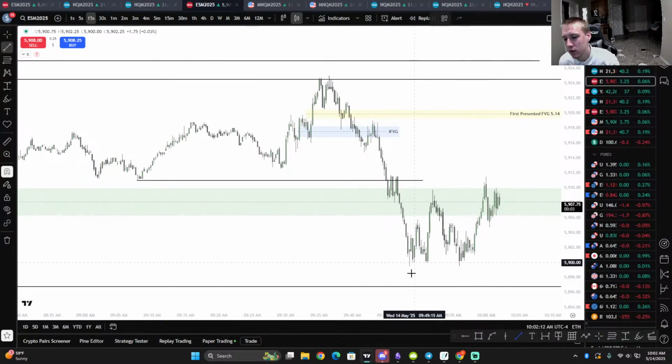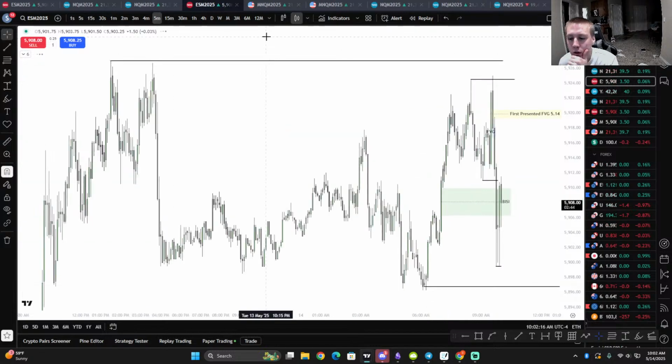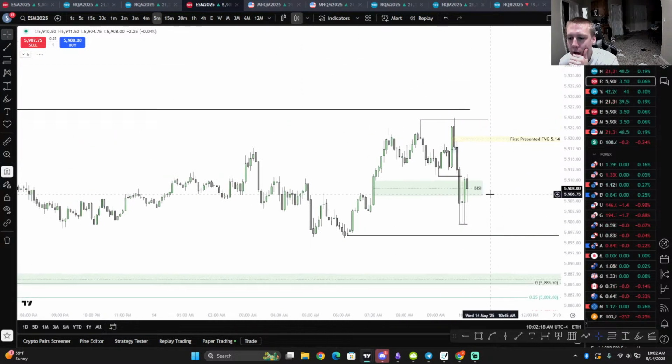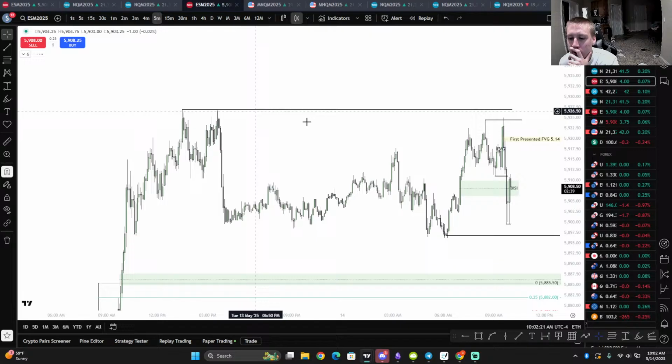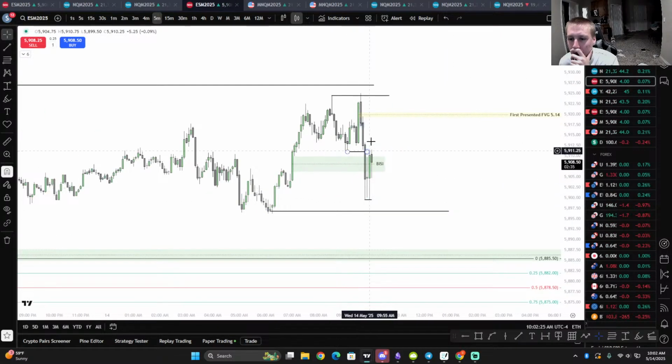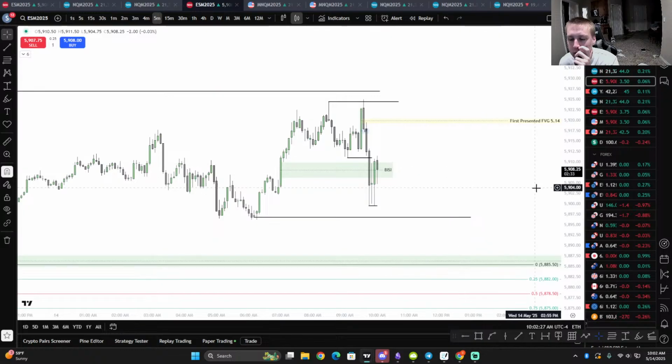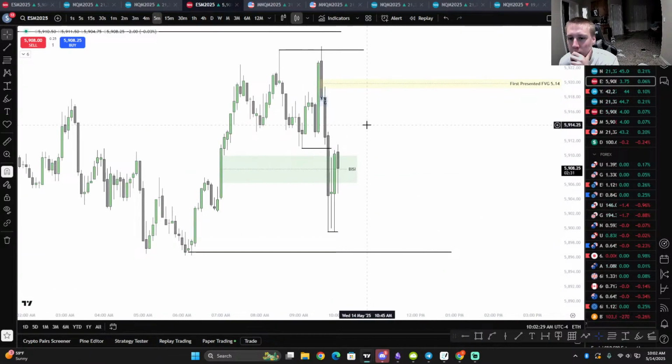ES has created relative equal lows. So look at ES right now. Relative equal highs above, relative equal lows below, and we're back at equilibrium of a range. That's just low probability. We do want to mark out this 5-minute CB. That's important.